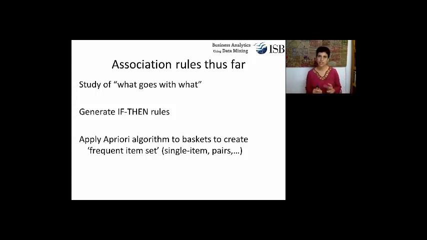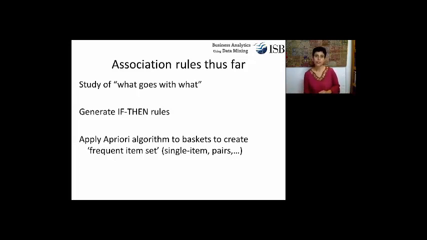But of course, a basket doesn't have to be a physical basket or even a virtual shopping basket. It can be a combination of items such as symptoms in a medical database. What association rules do is they generate if-then rules that help us find dependencies between different items that tend to come together. We talked about generating lists of if-then rules using the famous a priori algorithm. And the idea there is to create these frequent item sets where we start with single popular items and then expand them into pairs of items and triplets and so on.